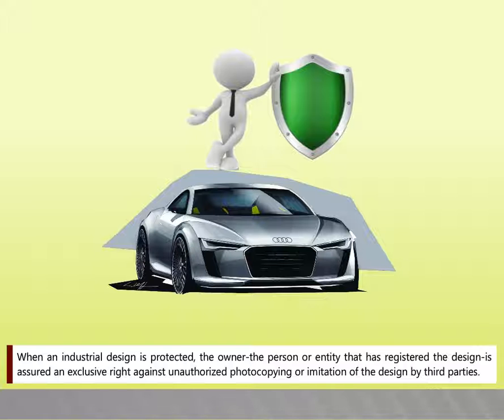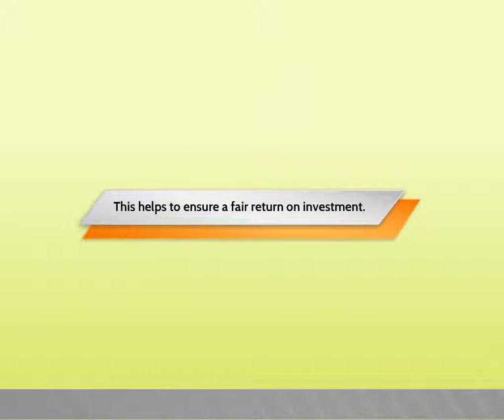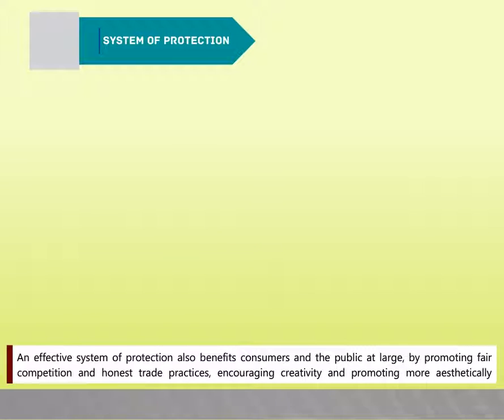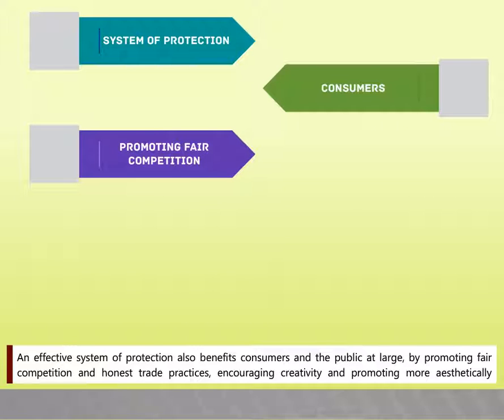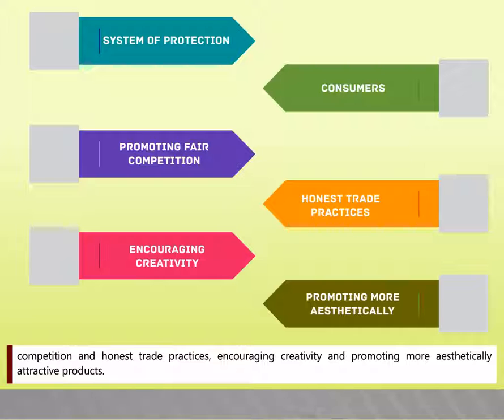When an industrial design is protected, the owner, the person or entity that has registered the design, is assured an exclusive right against unauthorized photocopying or imitation of the design by third parties. This helps to ensure a fair return on investment. An effective system of protection also benefits consumers and the public at large by promoting fair competition and honest trade practices, encouraging creativity and promoting more aesthetically attractive products.